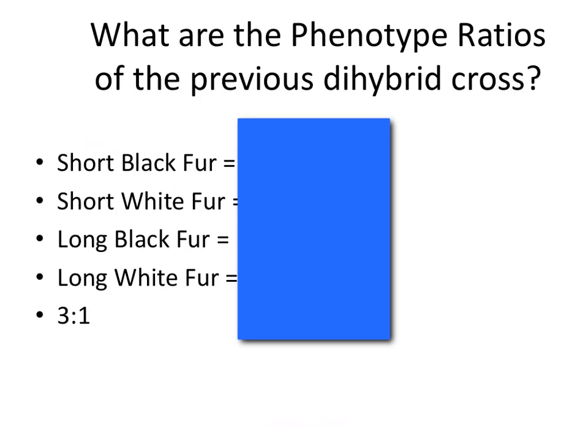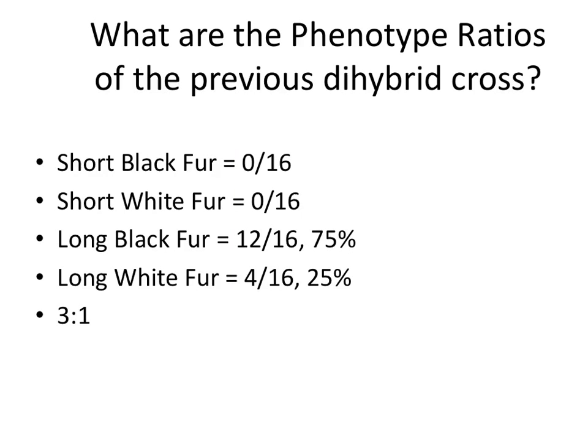Then long fur is going to be anything that has a long A, or a big A, and at least one big B. And then the long white fur is going to be anything with a big A but 2 little B's. We go through and count them all up, and this is what you should get. You shouldn't have found any that had short fur. Everything had at least 1 big A.